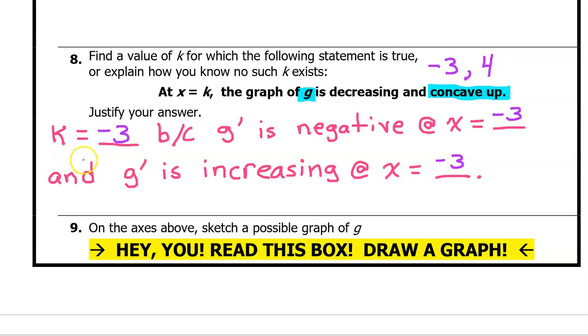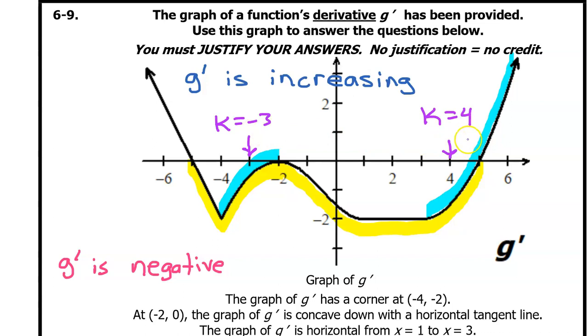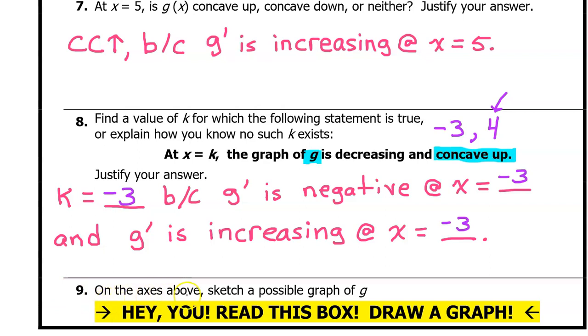So filling in the blanks, we could say that k equals -3 because g prime is negative at x equals -3 and g prime is increasing at x equals -3. We also could have said the same thing for k equals 4. By the way, I keep choosing integers like -3 and 4, but I could have just as easily used a decimal like k equals 3.71 or something like that. Number 9, on the axes above, sketch a possible graph of function g.